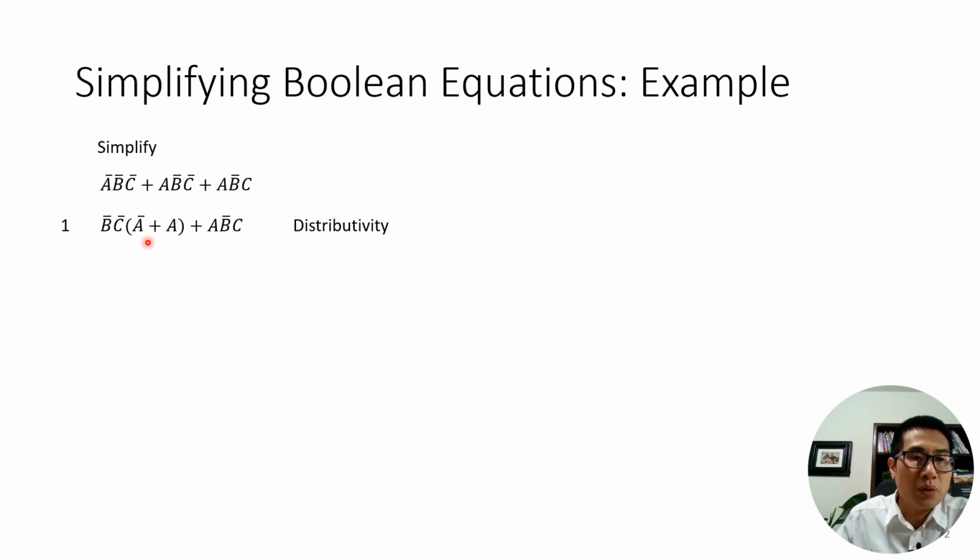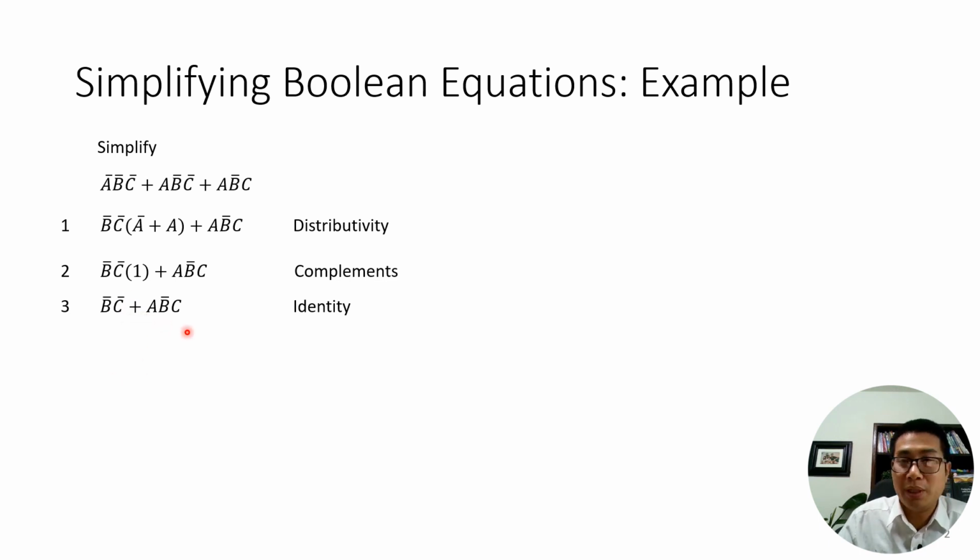Then inside we'll see not A or A. Because we see not A or A, we apply the complement theorem and it becomes 1. Next, not B not C and 1 is not B not C, because of the identity theorem. So it's going to be not B not C, or A not B C. So this is one solution of minimizing from this complicated equation into this one.